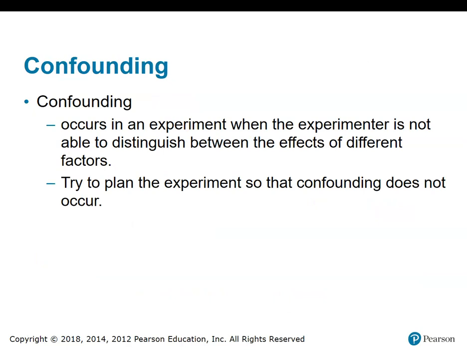Confounding occurs in an experiment when the experimenter is not able to distinguish between the effects of different factors. Try to plan the experiment so that confounding does not occur. There might typically be some, but you want to try to avoid that and at least note it in your conclusions.